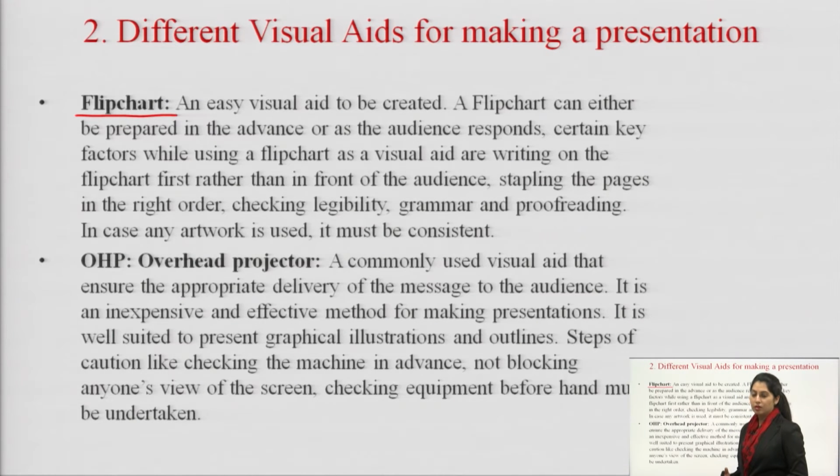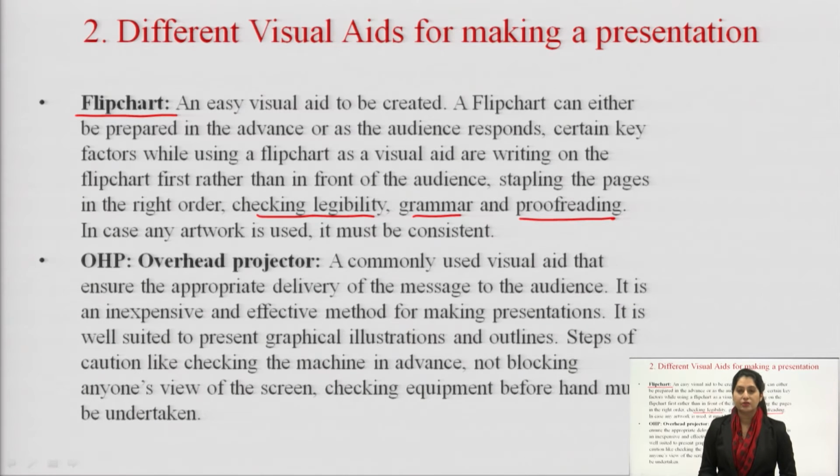Certain points to be remembered for a flip chart as a visual aid: first, instead of writing in front of the audience, we need to prepare the flip chart before we meet the intended audience. Also, we need to check the legibility on the flip chart, because this is something that you are writing manually, so there might be a possibility that the legibility is less. You need to make sure that whatever is on the flip chart is legible. Then grammar and proofreading: you need to check the grammar, and once you are done with it, you need to proofread it so that there is no mistake.